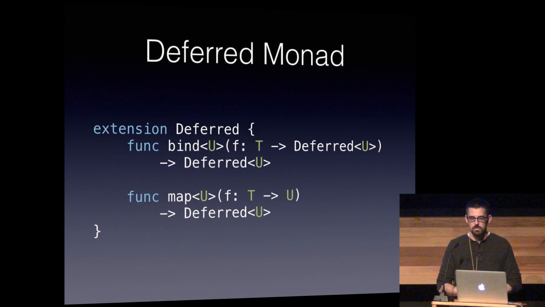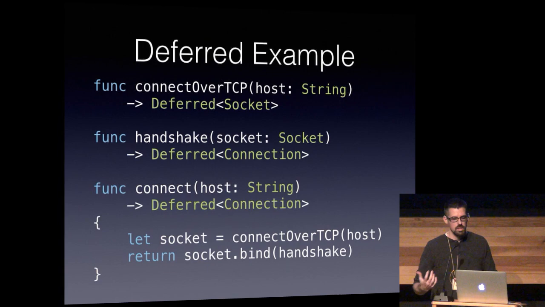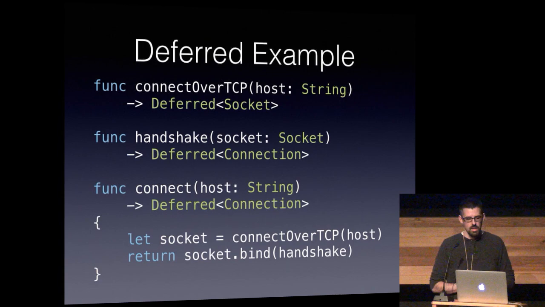All right, so just like with result, we can have an example of this. We have a function connect over TCP that takes a host name. That's going to return a deferred socket because that's a blocking operation, right? It's going to take some time to actually open that connection. We have another function, handshake, that takes an already established socket and returns a deferred connection. This is going to send a hello, I'm so-and-so, wait for the server to respond. Okay, that's cool, you can log in now. And then we want to combine these together. So we have connect, which is going to take a string and return a deferred connection, right, which is going to wrap up the socket.